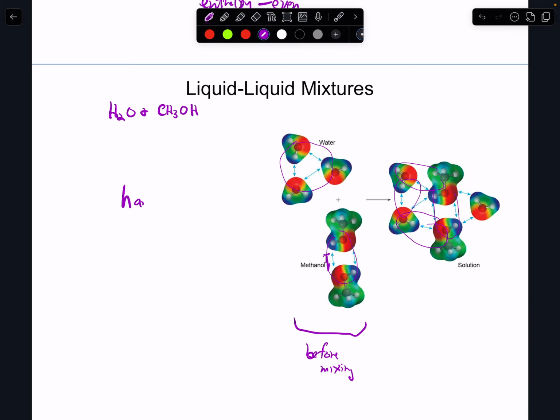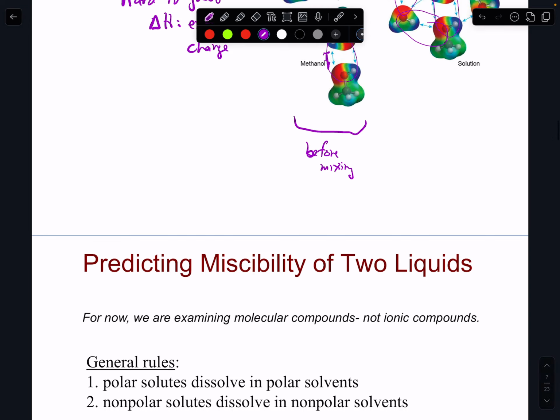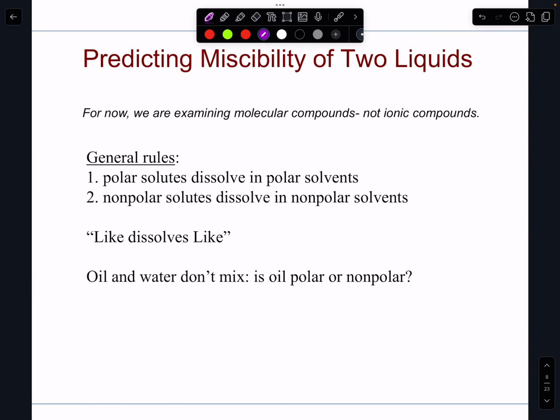So it's hard to judge, hard to guess the delta H change. So it might be that they're about the same, might be that it's a little stronger, might be it's a little weaker. You can't just look at it and know. Okay, so when two liquids mix, we don't use the term soluble, we use the term miscible. Two liquids mixing are miscible. Things that do not mix are immiscible.